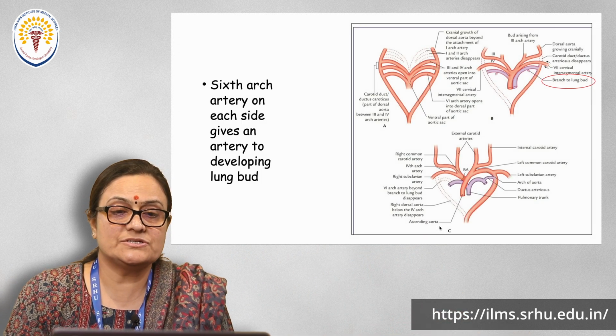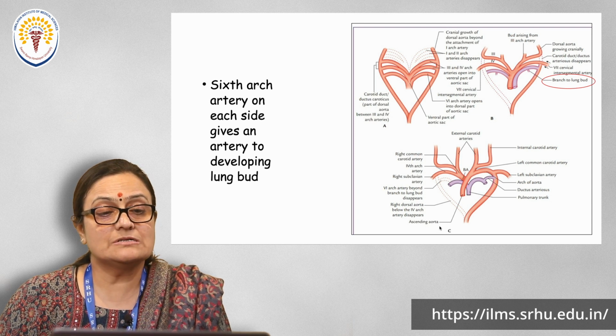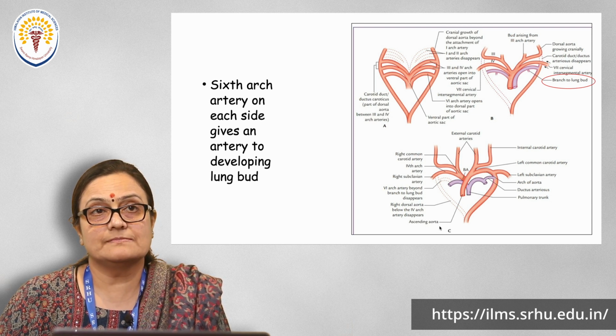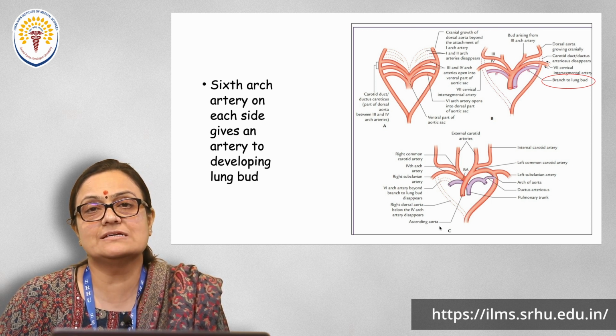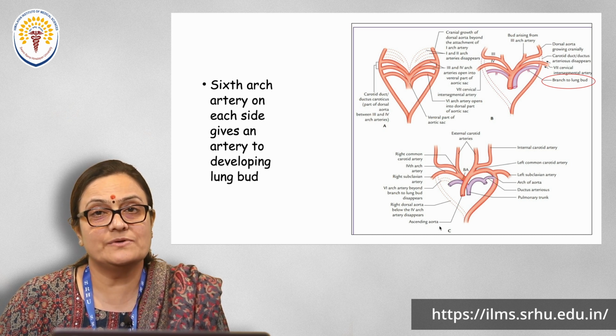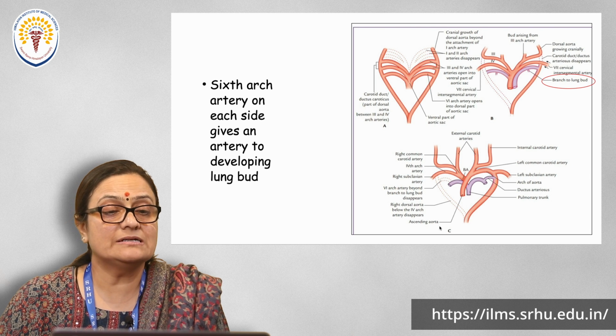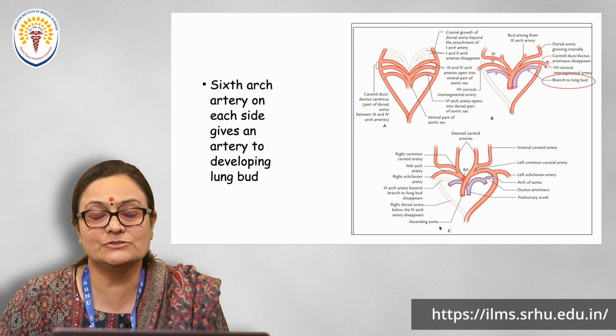So, proceeding with the session, what will happen to the sixth arch artery? Because sixth arch artery is slightly different from the third and the fourth. Why is it different? Because in the previous session we said that the third and the fourth arch arteries will open into the ventral part of the aortic sac, but sixth arch artery will open on the dorsal aspect. So, it is different from the other two.